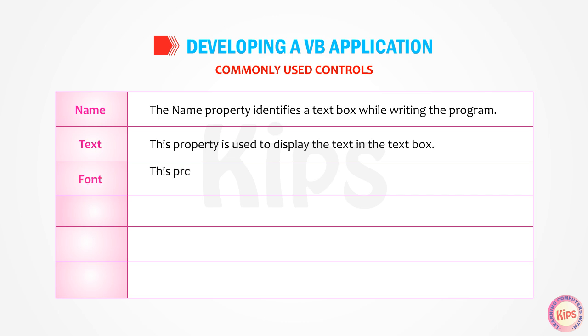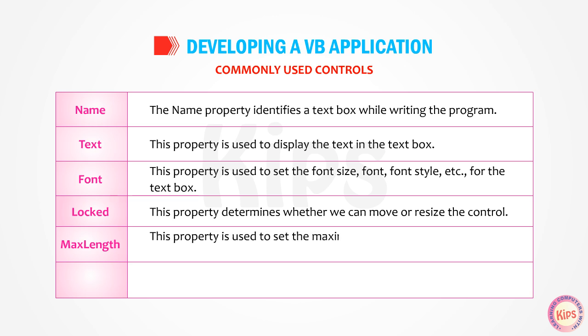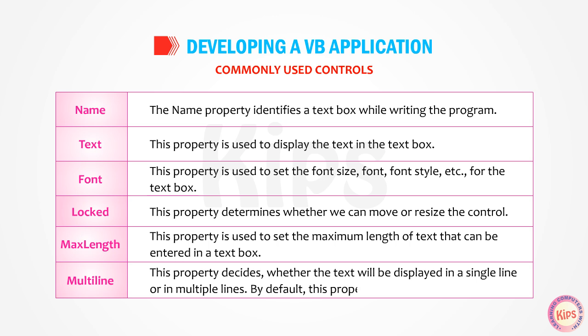Font. This property is used to set the font size, font, font style, etc. for the text box. Locked. This property determines whether we can move or resize the control. Max length. This property is used to set the maximum length of the text that can be entered in a text box. Multi-line. This property decides whether the text will be displayed in a single line or in multiple lines. By default, this property is set as false.